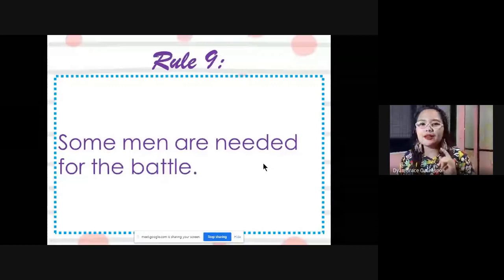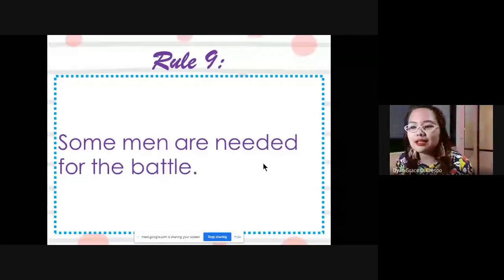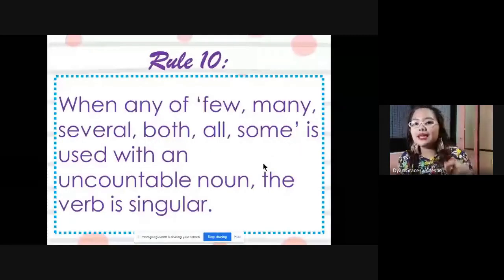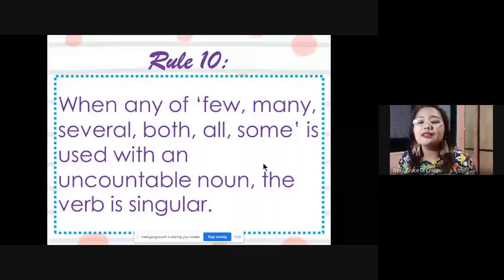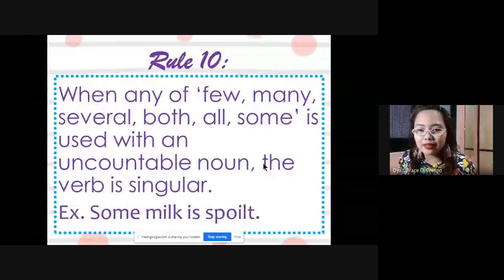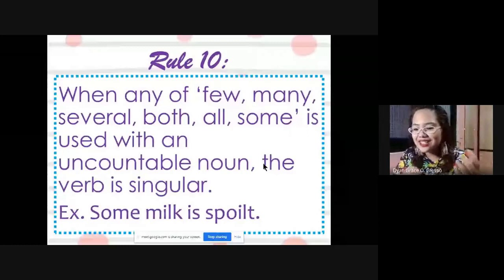Now, the second question: what if it is uncountable? That is our rule number 10. When any, few, many, several, both, all, some is used with an uncountable noun, the verb is singular. Like this one: some milk is spoiled. Okay? Since it is a collection again, you will use singular.